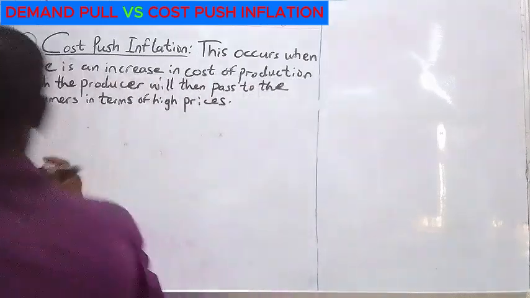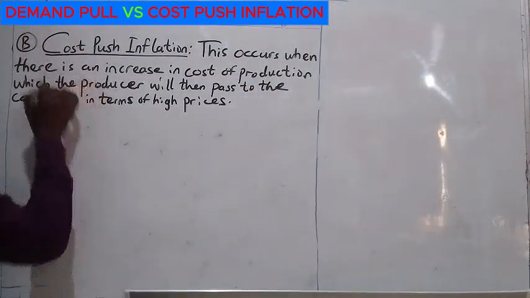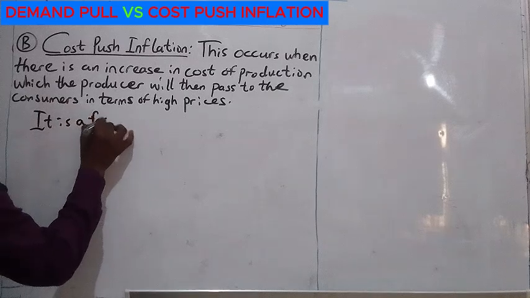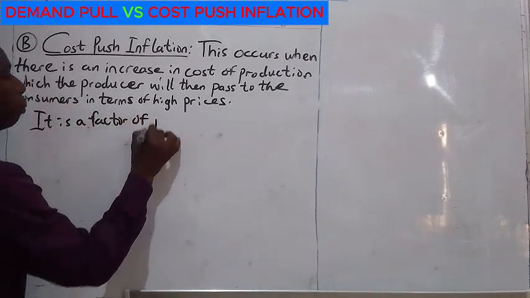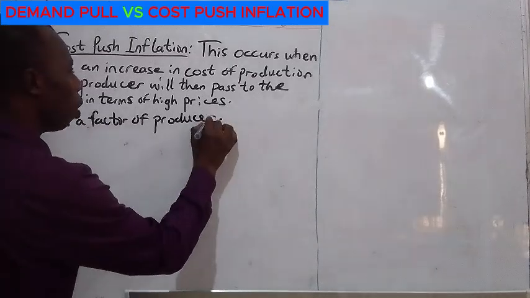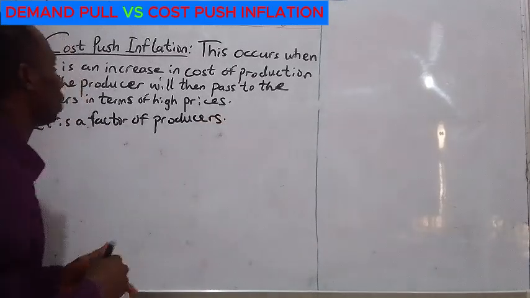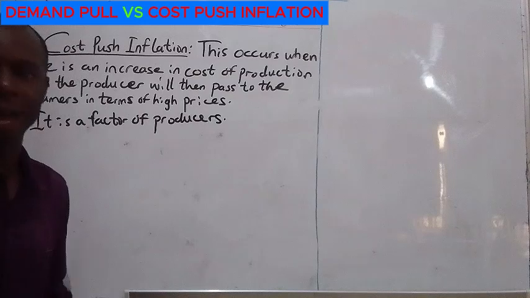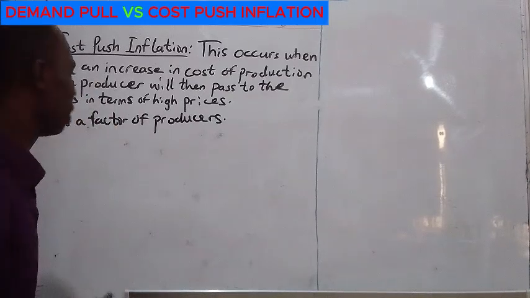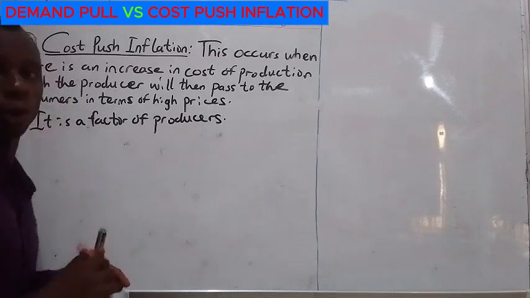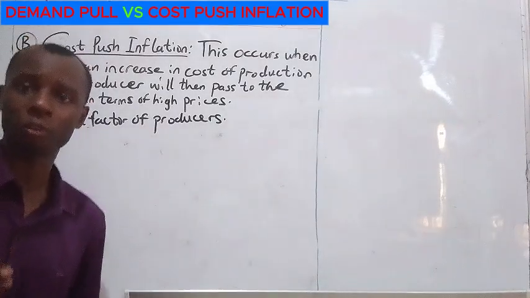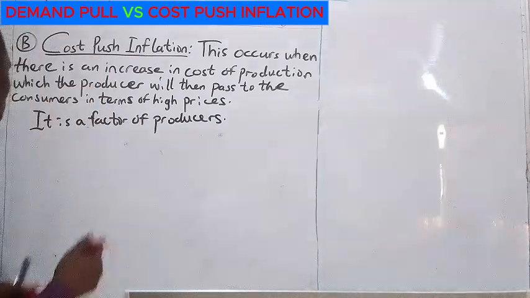So therefore, we can say that cost push inflation is a factor of the producers. They are the ones who trigger what is known as cost push inflation. Why? Because they are buying the raw materials they use to produce these commodities at a high price. So therefore, they push this burden to the consumers.